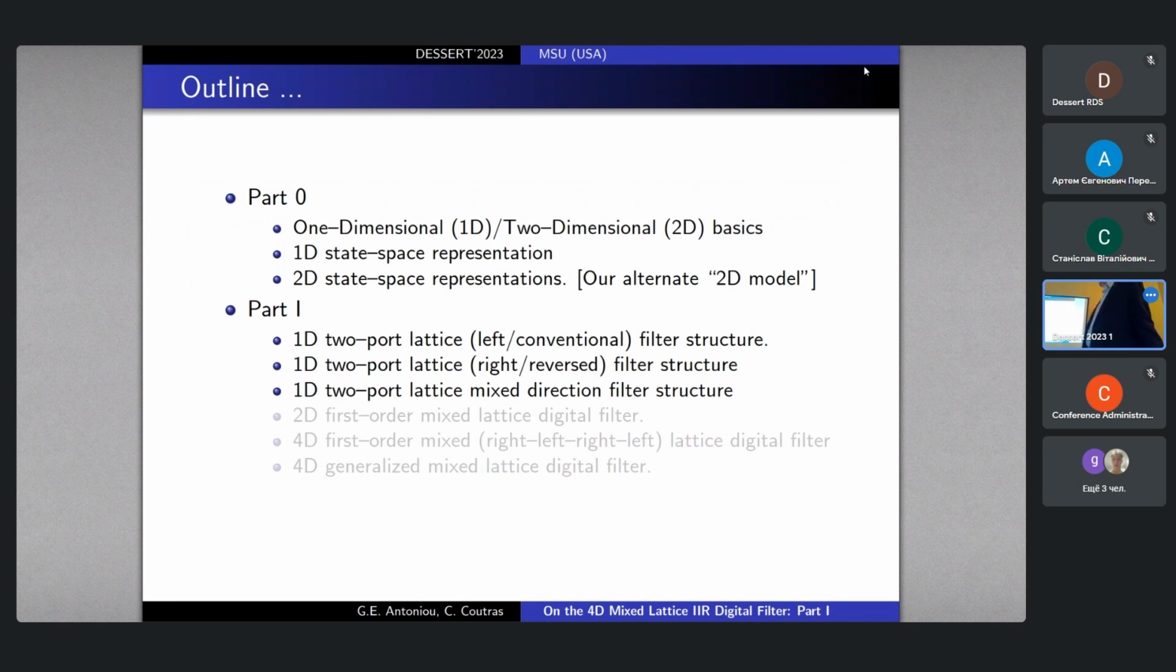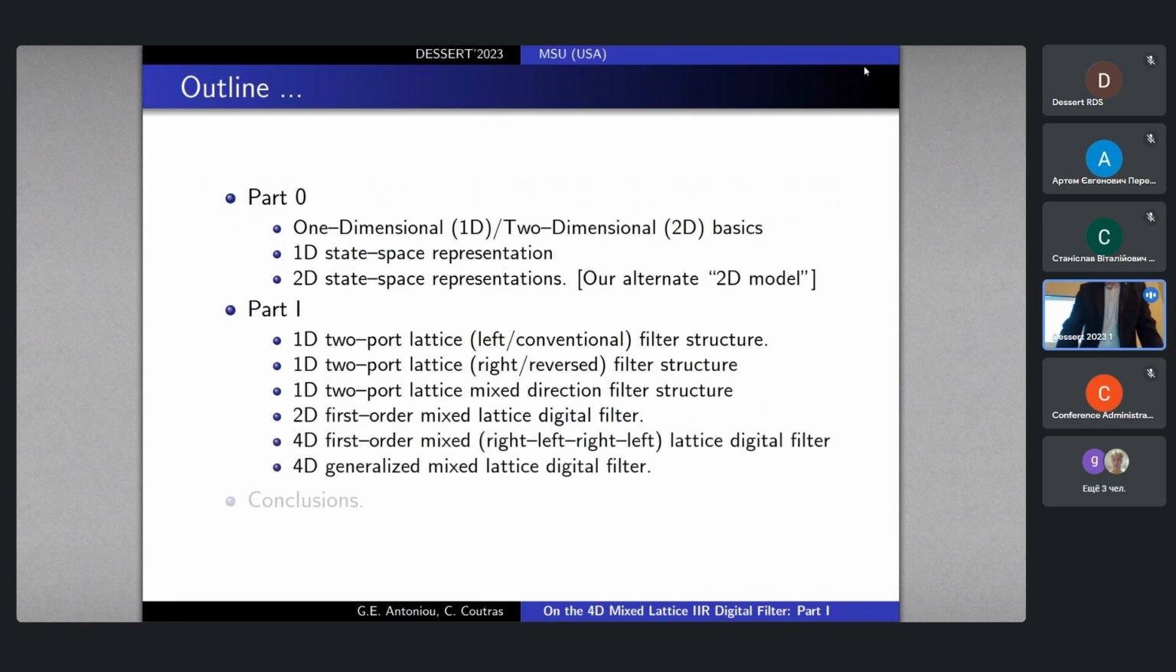Now, in part 1, I'm going to talk about 2D, so you can see the results from the beginning. And after this, I'm going to talk about 4D. Now, to go from 1D to 2D is not an easy task. In the same way, to go from 2D to 3D is not an easy task, and so on. And finally, I'll talk about the conclusions.